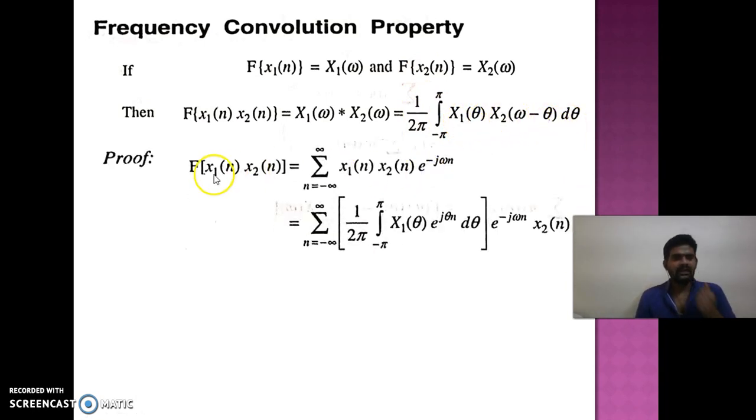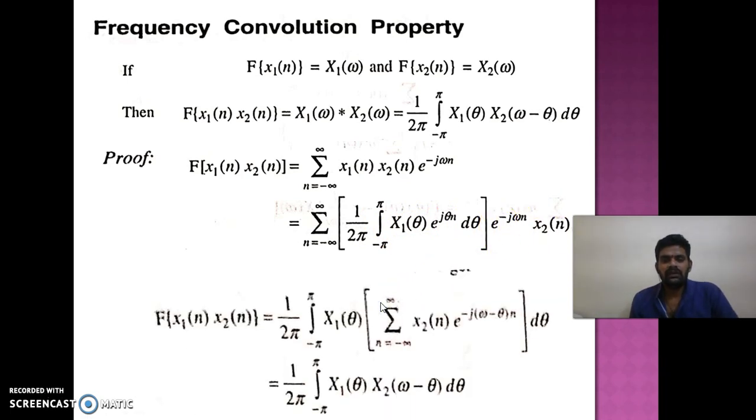Proof: the Fourier transform of x1 of n times x2 of n is equal to the sum over n from minus infinity to plus infinity of x1 of n times x2 of n times e power minus j omega n. Now substitute the inverse Fourier transform of x1: 1 by 2 pi times the integral from minus pi to plus pi of X1 of theta times e power j theta n d theta, times e power minus j omega n x2 of n. Now interchanging the order, letting 1 by 2 pi stay outside the integration, we get X1 of theta times the sum over n from minus infinity to plus infinity of x2 of n times e power minus j into omega minus theta into n, d theta.